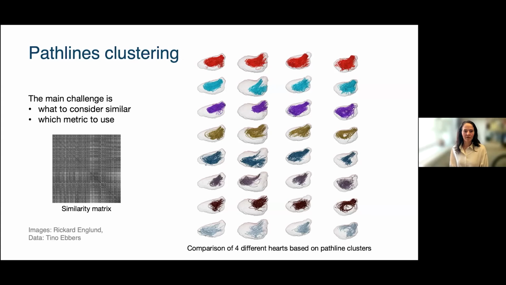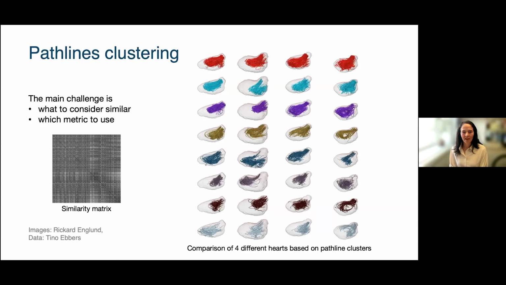And also defining the similarity measure contains a whole lot of different parameters. You have to think about how long the path line should be that I consider, what do I consider as similar, do I compare path lines at different times when they're passing the same point, or only path lines that are passing the same point at the same time. So there are a lot of parameters you have to play around with.